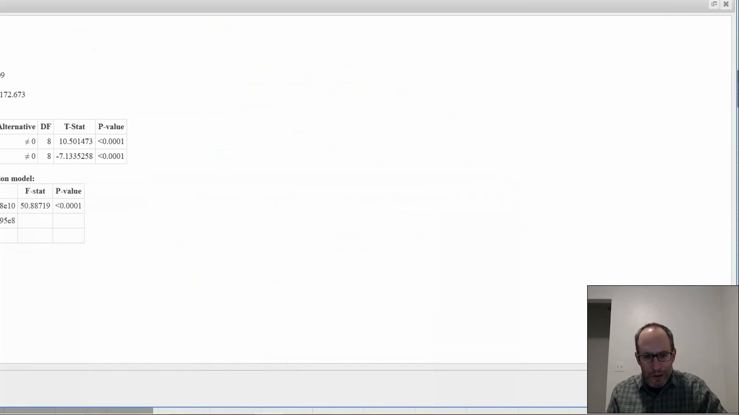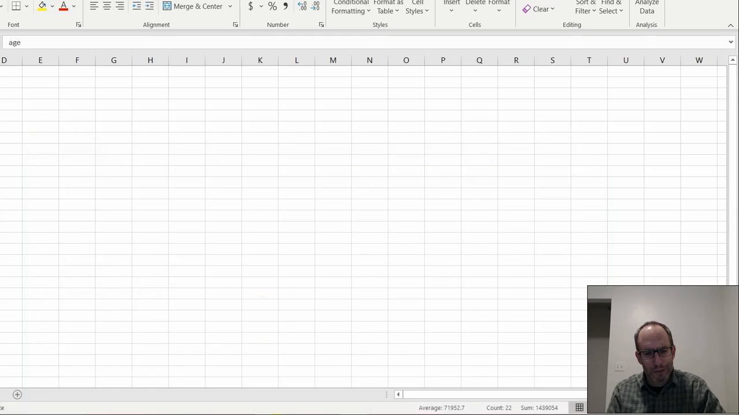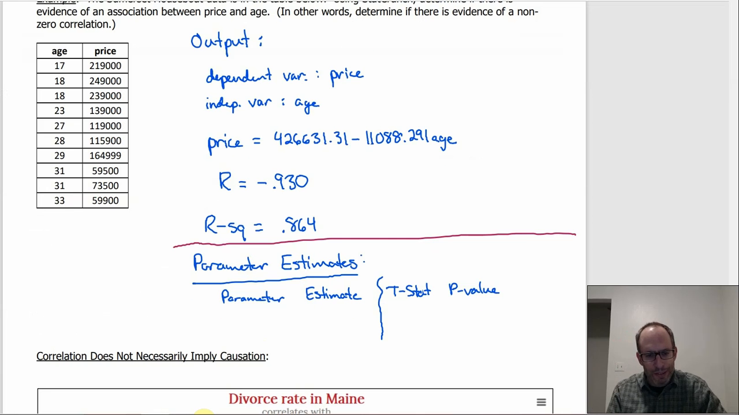And if I go back to where ours is, the parameters are intercept and slope, and if you look at the estimates, they're the same numbers that are in that linear equation. Okay, that's the one I want. So it just says intercept and slope, and we have 426,631.31, and then we have negative 11,088.291. So really, usually you have to pull these out of the table.